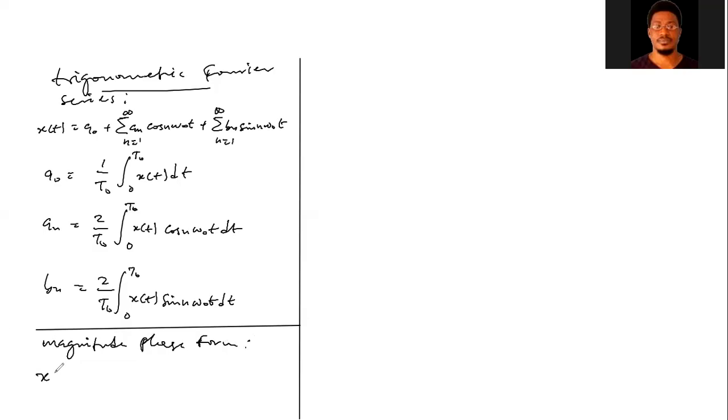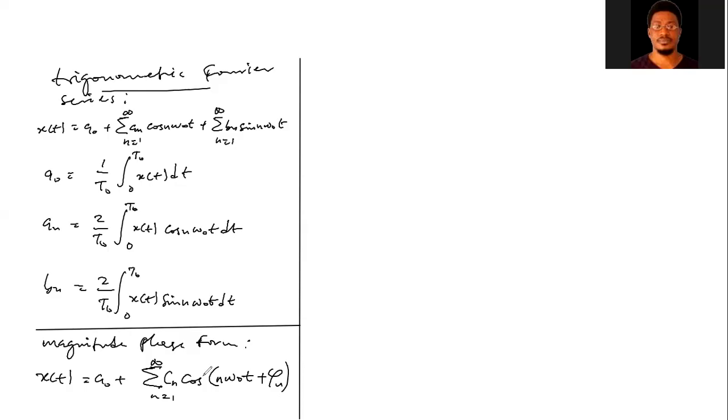There we have S of t is the same as A naught plus sigma n equal to 1 to infinity C sub n cos(n omega naught t plus phi n).